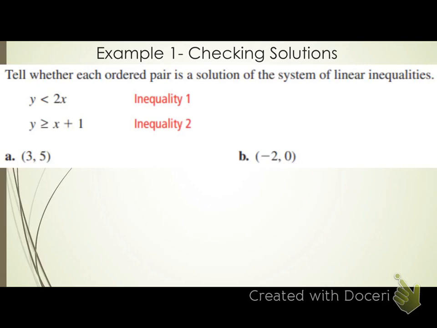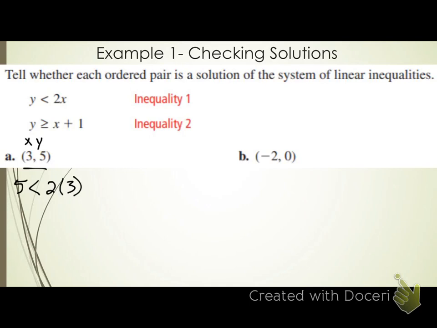Tell whether each ordered pair is a solution of the system of linear inequalities. So our system is y is less than 2x and y is greater than or equal to x plus 1. First ordered pair it wants me to check is (3, 5). So what do I need to do with that? Plug it in. Plug what in where? The 3 in for x. Very good. Starting with inequality 1, we're going to plug 5 in for y and 3 in for x.